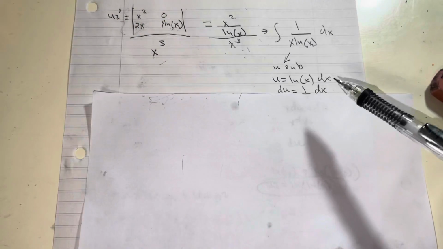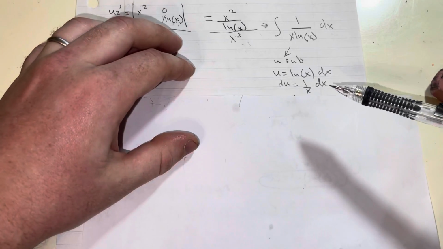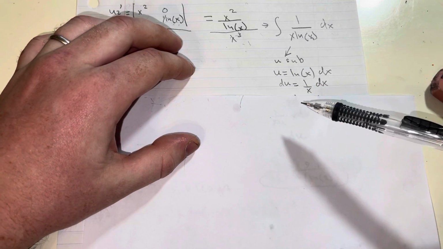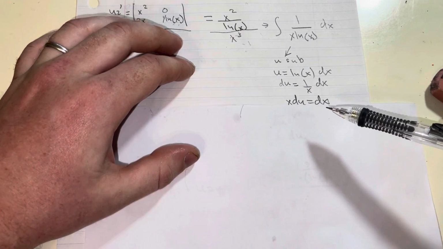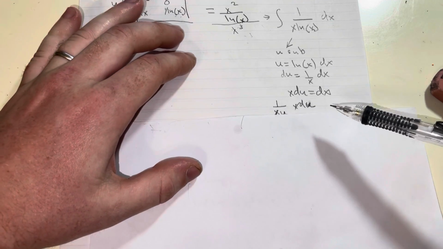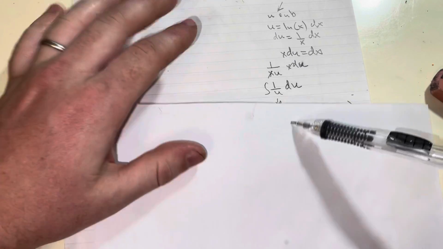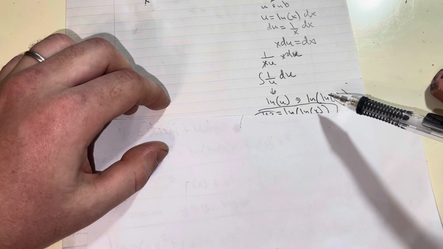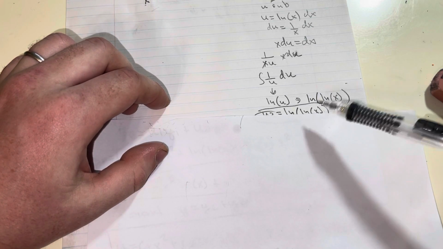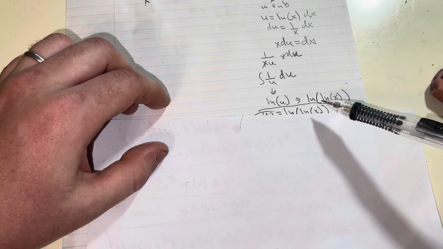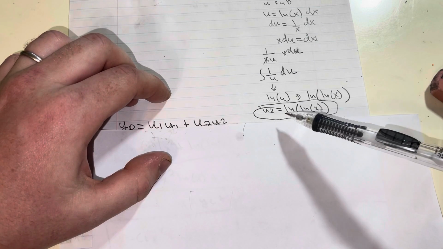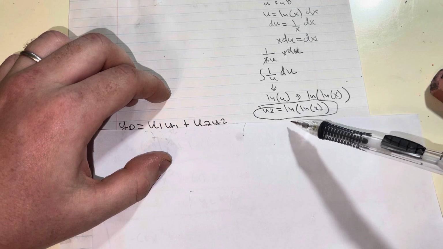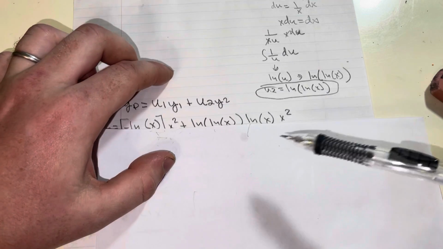It's just a quick u substitution. As you can see in my steps down here, u is equal to ln x, du is 1 over x dx, so x du is equal to dx. We cancel the x's, get 1 over u, take the integral, get ln u, plug ln x into our u, and get ln of ln x. So our u2 once integrated is ln of ln x.